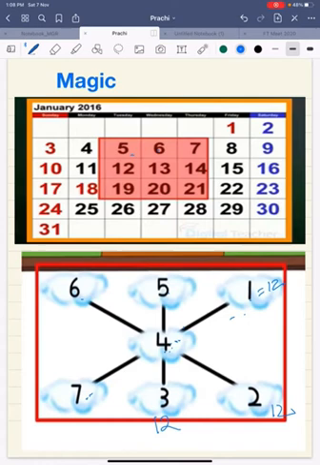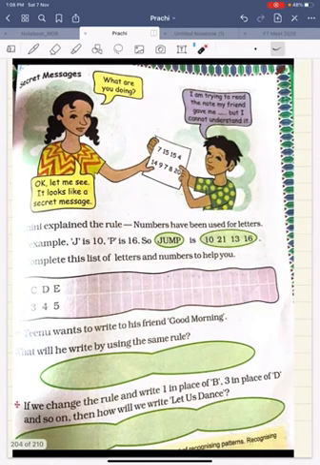Then which number is left? Yes, we have done all these three. So you can see that whenever we add three numbers, like these three numbers or these three numbers or these three numbers, we are again and again getting the same answer, 12. Okay. So let's come to the next part.